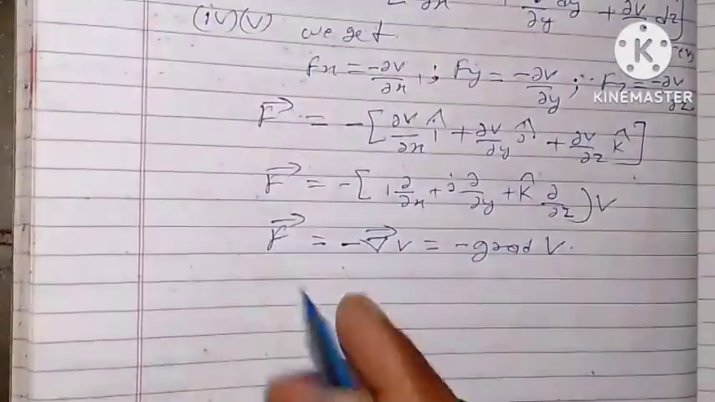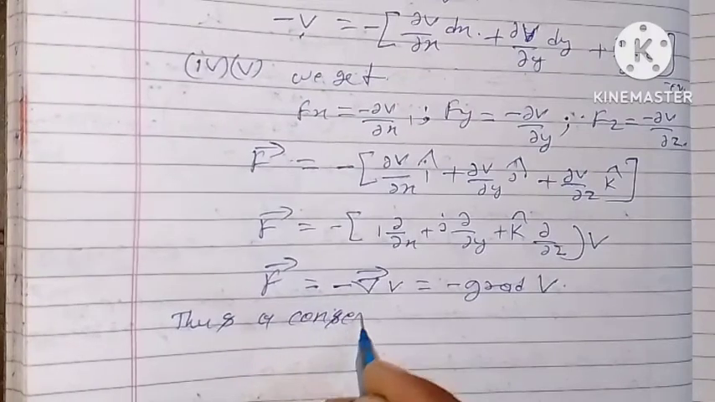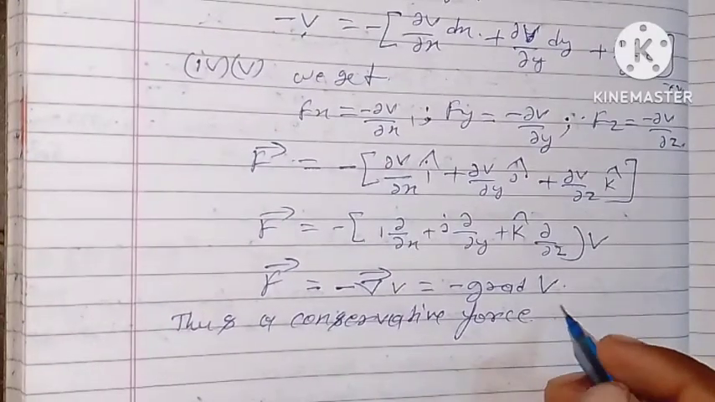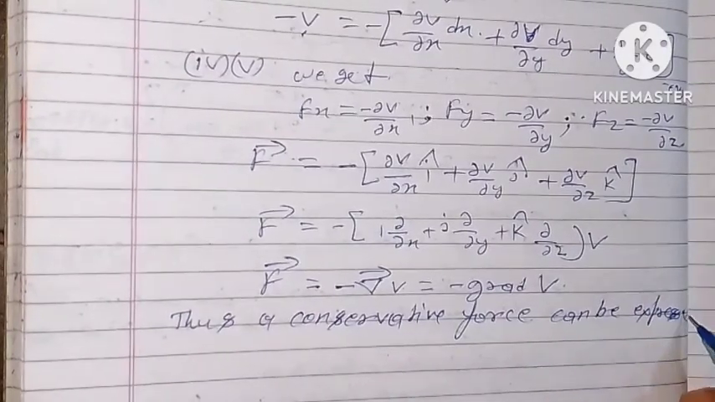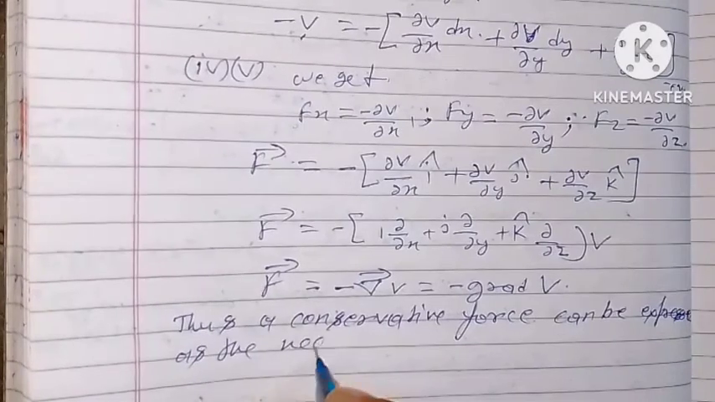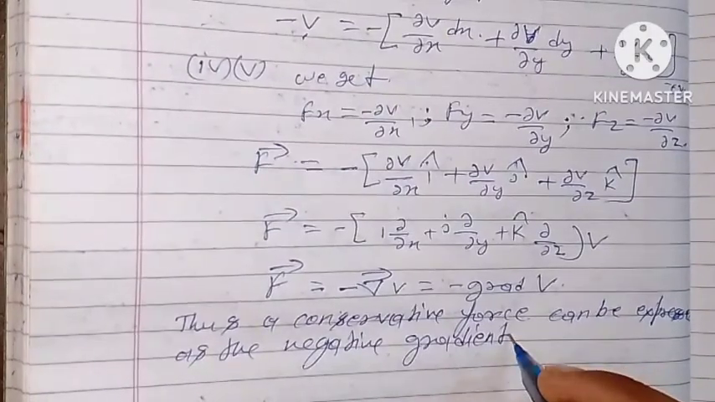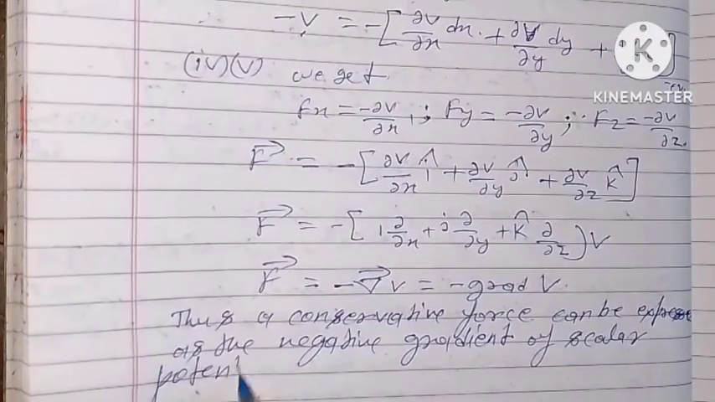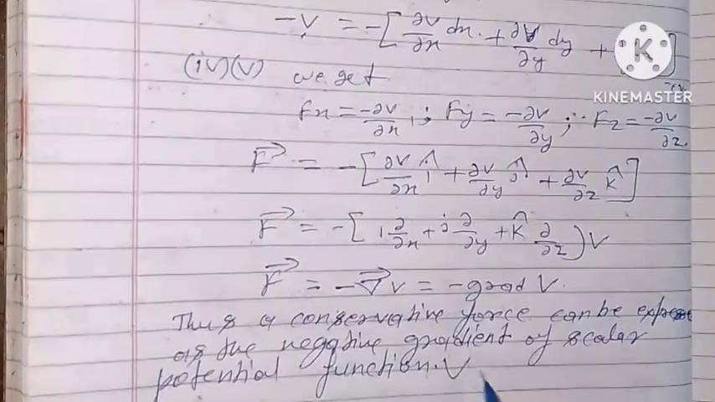Thus, a conservative force can be expressed as a negative gradient of the scalar potential function V. Okay, thank you.